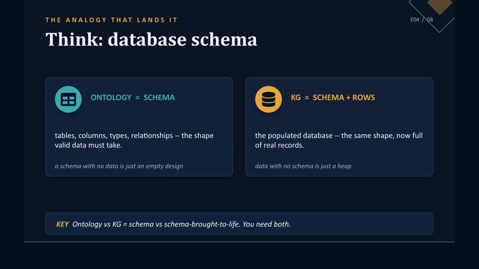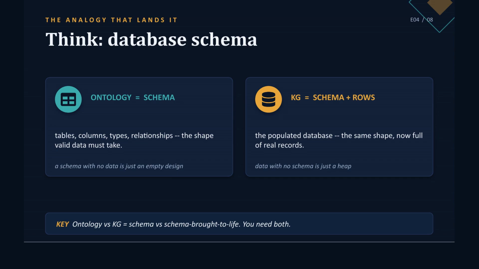The ontology is exactly like a database schema. It defines the tables, the columns, the types, the relationships, the shape that any valid data must take. And the knowledge graph is that schema, plus the actual rows, the populated database, full of real records. A schema with no data is just an empty design. Data with no schema is just a heap.